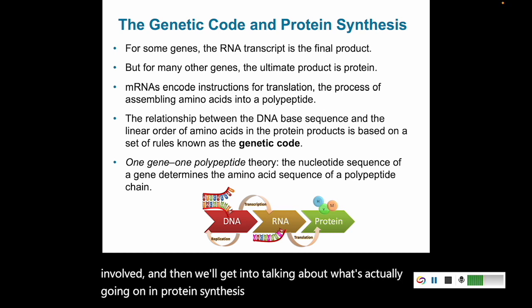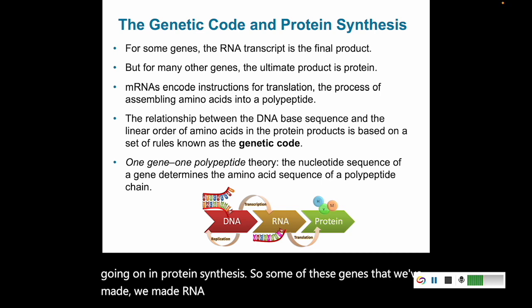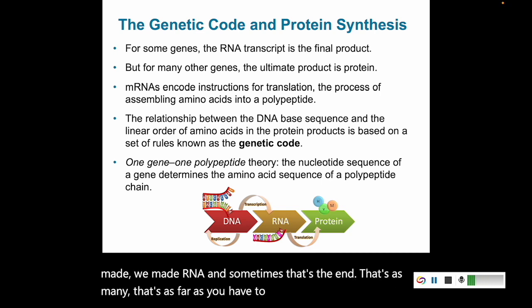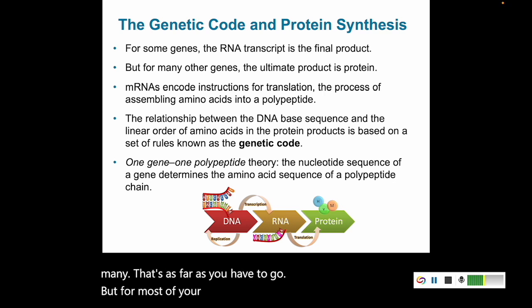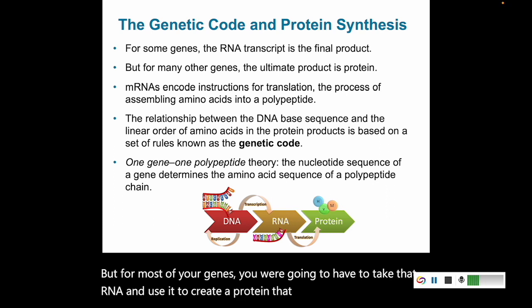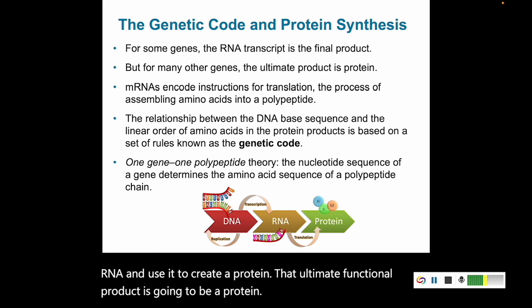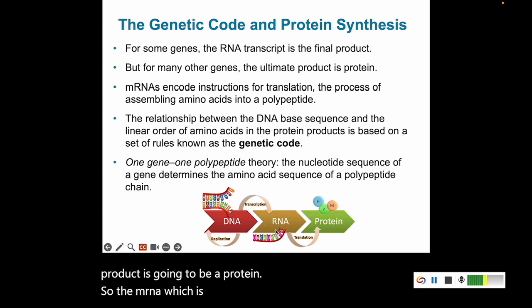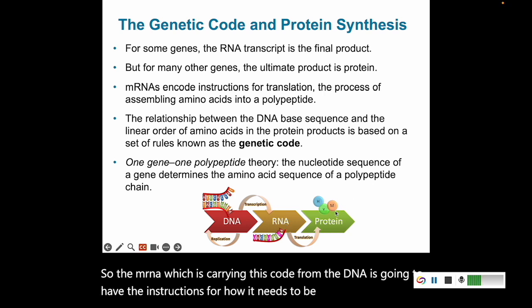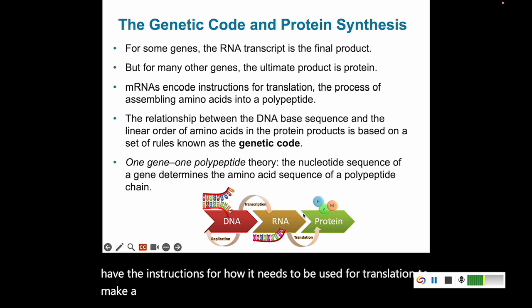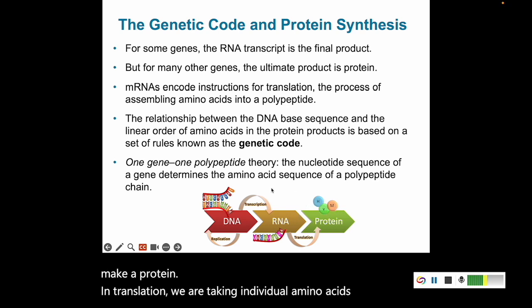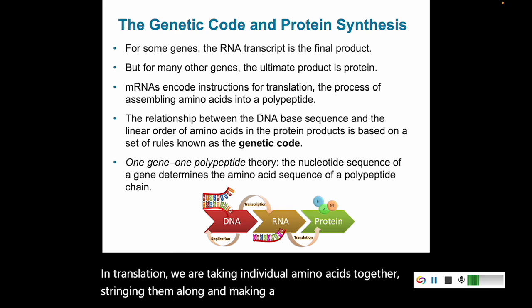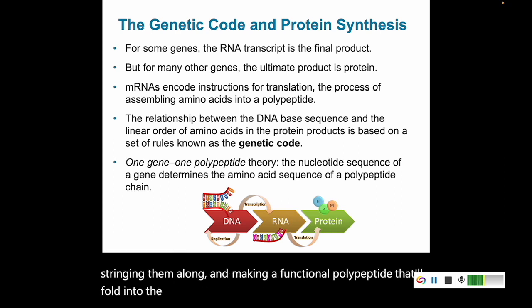For some of these genes that we made RNA from, sometimes that's the end. That's as far as you have to go. But for most of your genes, you are going to have to take that RNA and use it to create a protein. That ultimate functional product is going to be a protein. So the mRNA, which is carrying this code from the DNA, has the instructions for how it needs to be used for translation to make a protein. In translation, we are taking individual amino acids, stringing them together, and making a functional polypeptide that will fold into the specific 3D structure to have a working protein.